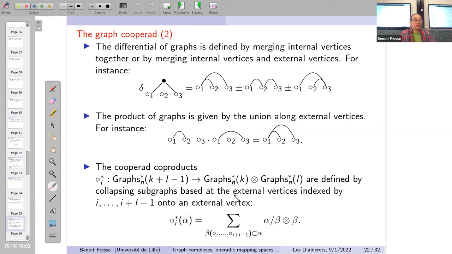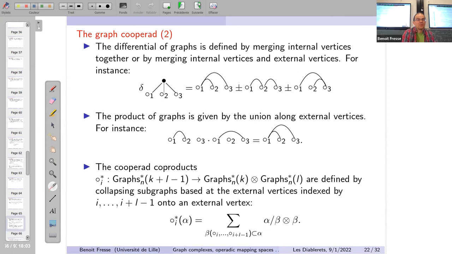And the cooperad structure, I'm not going to explain this in detail. If you take a graph alpha with k plus n minus one external vertices, then the result is a tensor product of a graph on k external vertices and a graph on l external vertices. The image of alpha under this cooperad structure map is determined by taking the sum over all subgraphs beta of alpha based at the external vertices i to i plus m minus 1, and then you take one factor which is simply given by beta, and the other factor is defined by collapsing beta to an external vertex in alpha. So this gives you a Hopf cooperad.